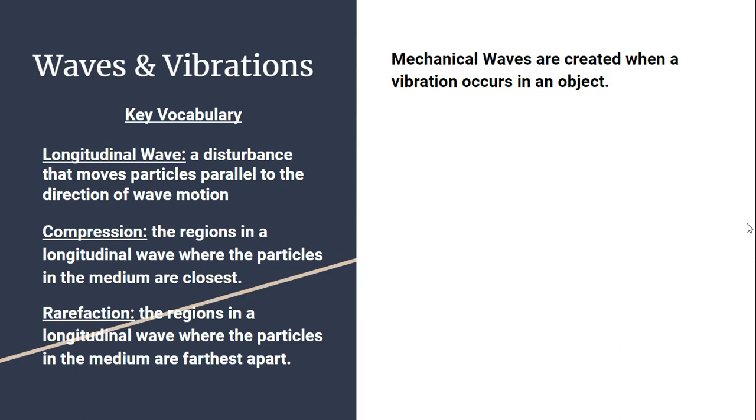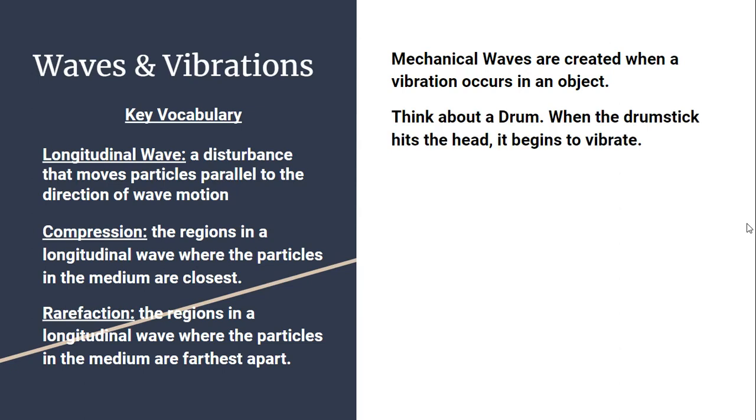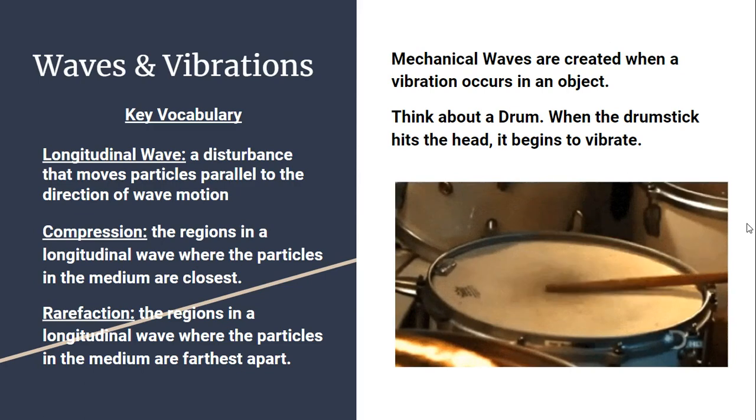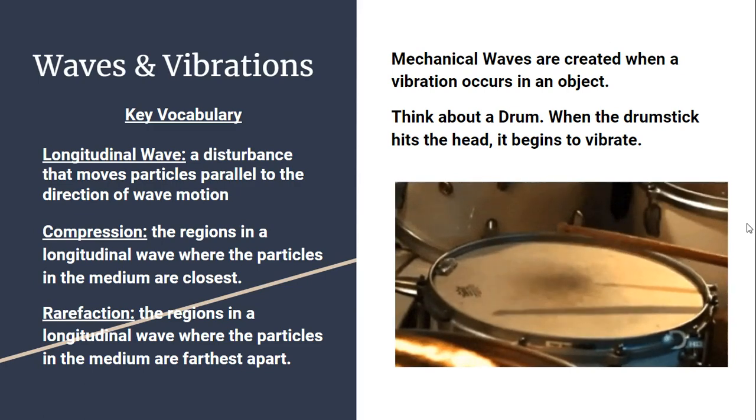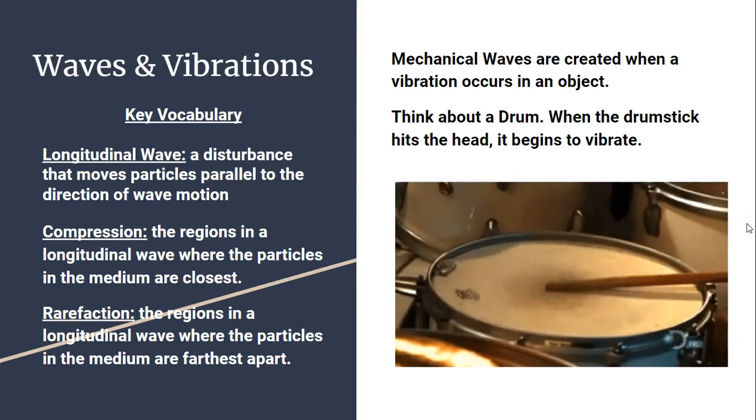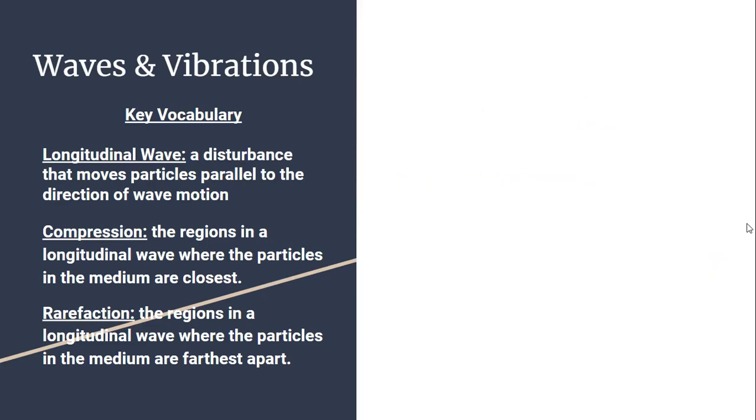Mechanical waves occur when a vibration happens. Think about a drum. You've got a drumstick that hits the drum head. As that drumstick makes contact with that drum head, it causes that drum head to begin to vibrate. That vibration creates the wave in the drum head.